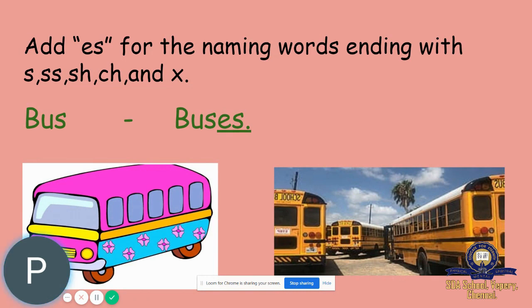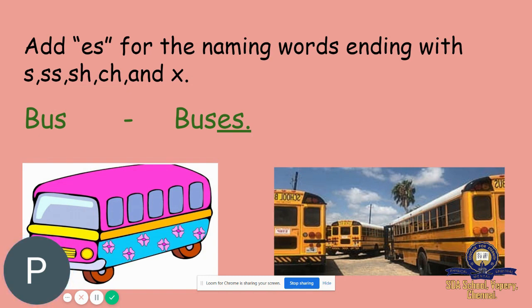Now, we are going to learn how to add es for the naming words ending with s, double s, sh, ch and x. It means words ending with s, double s, sh, ch and x, we are going to add es. So, we are going to learn one by one. Shall we move on? Yes, very good.